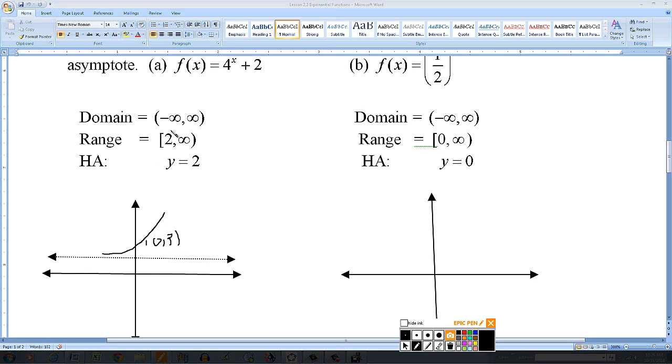And the domain is still negative infinity to infinity. Now the range, instead of going from 0 to infinity, goes from 2 to infinity. And I should have a parenthesis on this one, because the 2 is not included. Okay, so this should be a parenthesis here. And of course the horizontal asymptote is y equals 2. Okay, so you have your domain, your range, horizontal asymptote, and the graph for that one. Let's clear this one.